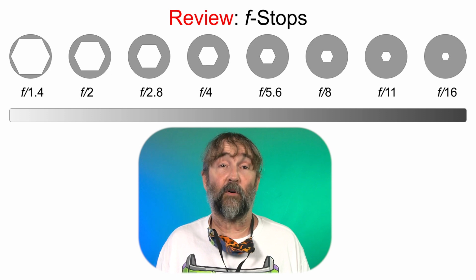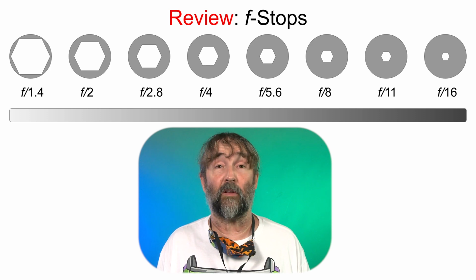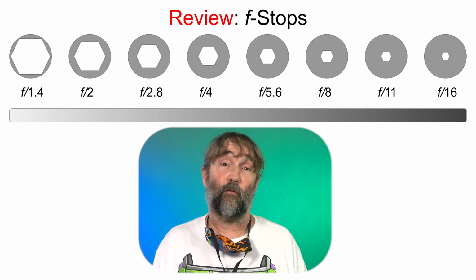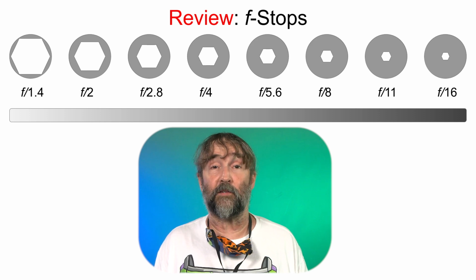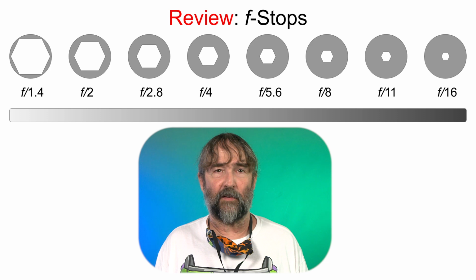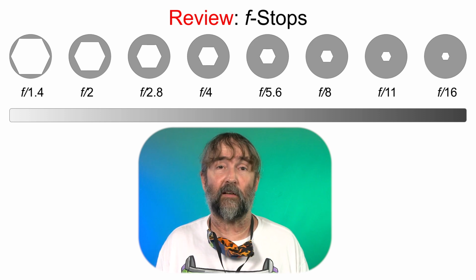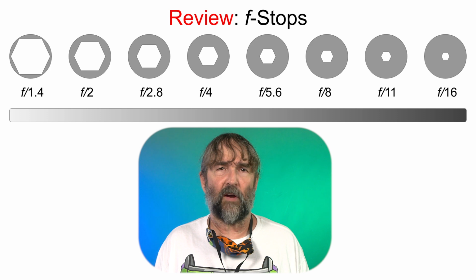The larger the number, the larger the f number, the smaller the hole and the less light. So f16 is a very small hole and it lets through very little light. f1.4 is a very large hole. It lets through a lot of light. It seems counterintuitive that a smaller number means more light and a larger number means less light. So drill with these, practice these, make sure you know these because you need them.